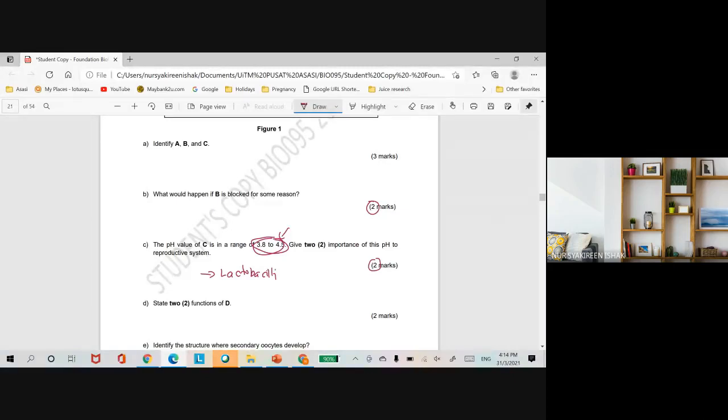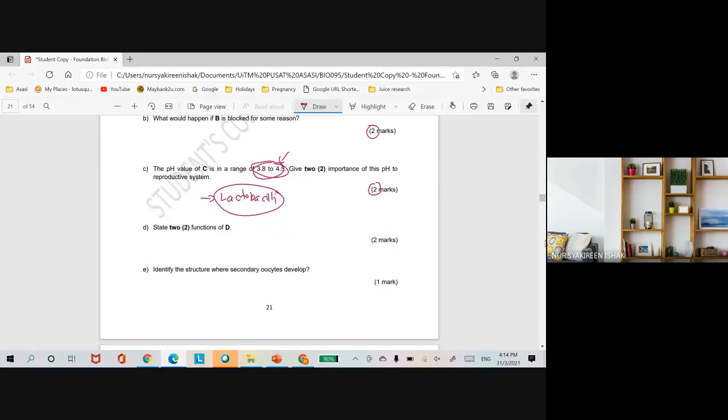Okay, so one is to protect reproductive tract from being infected by pathogen. Second, the low pH will inhibit the growth of bacteria. Second, it promotes the growth of normal vaginal flora or residential bacteria there. Okay, so earlier I gave lactobacilli as an example. Okay, so I gave 3 points, but the question wants only 2. Okay, so number D, state 2 function of D.